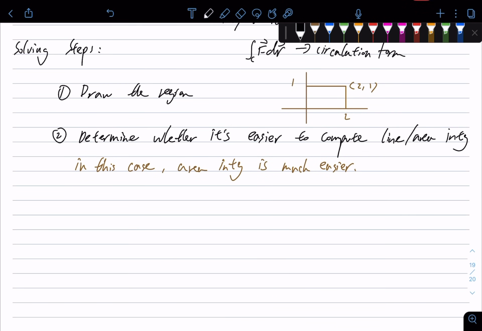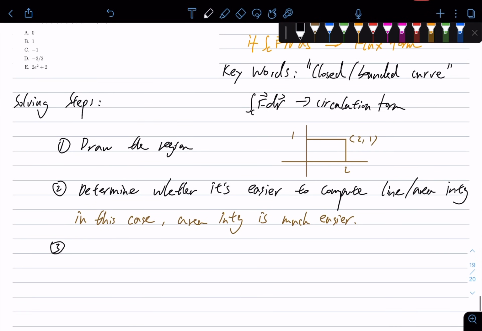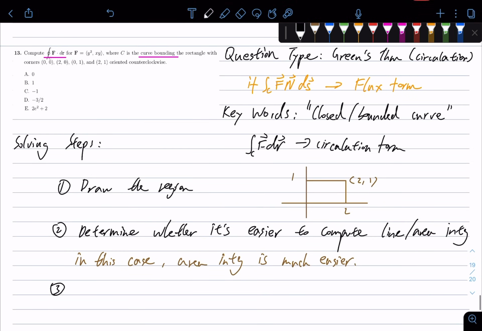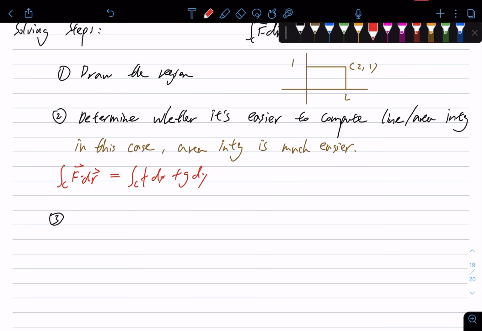So let's proceed. Step 3, let's identify. I'm going to put down the definition so that we can follow the process along the way. The integral of F dot dr equals the integral of f dx plus g dy equals the double integral over the region of g_x minus f_y dA.